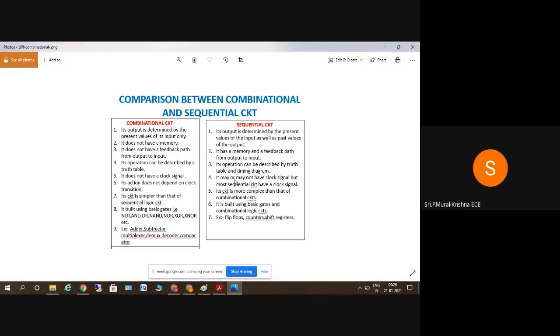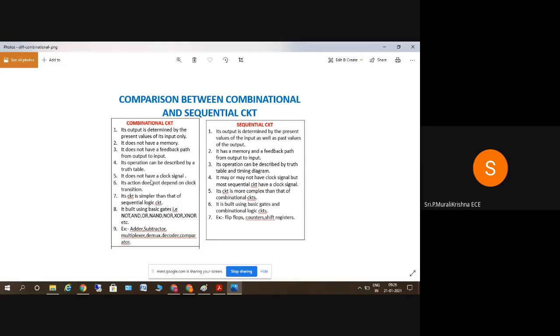Whereas in sequential circuits, sequential circuits are again of two kinds. One needs the clock, another doesn't need the clock. Okay, so clock signal. What is the meaning of clock signal? The clock signal is nothing but the train of pulses. The pulses in the sense like ones and zeros will be there. So those pulses are given to any kind of circuit. In combination circuit, we don't use those pulses here.